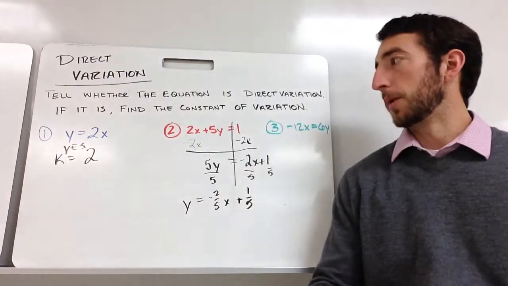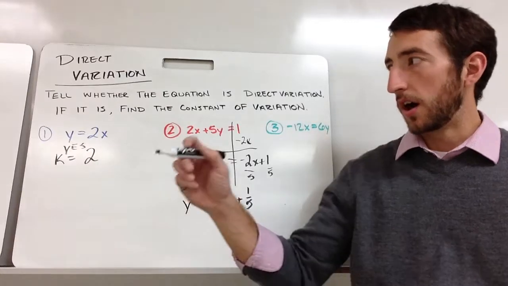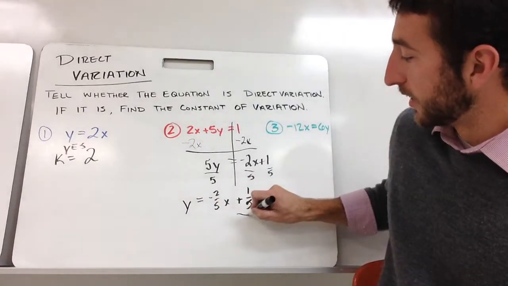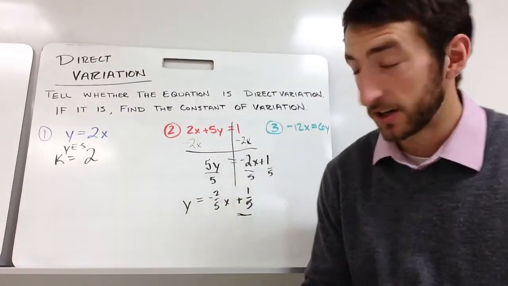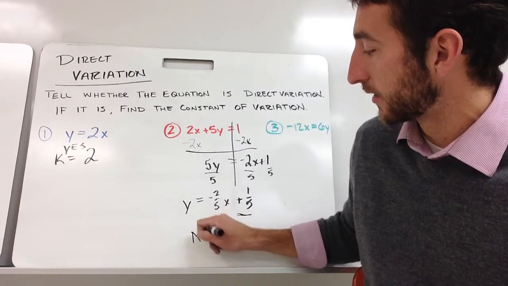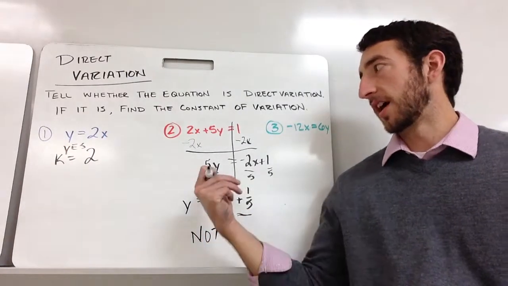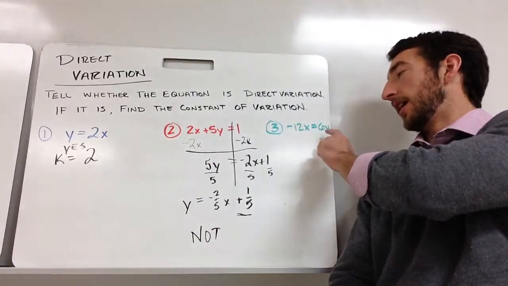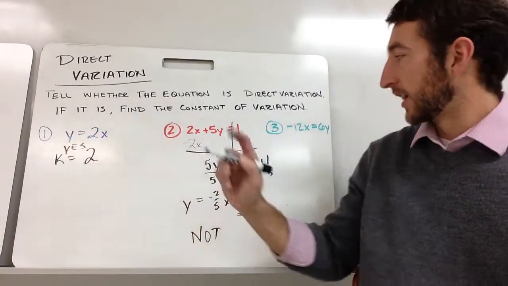Alright, so remember a regular direct variation equation has a y-intercept of 0, but if you notice, my y-intercept here is 1/5, so whenever it has a y-intercept, that means it is not direct variation. So this is not a direct variation equation. And then for this one, I need to get my y equals k times x.